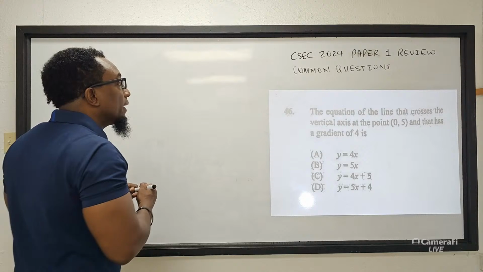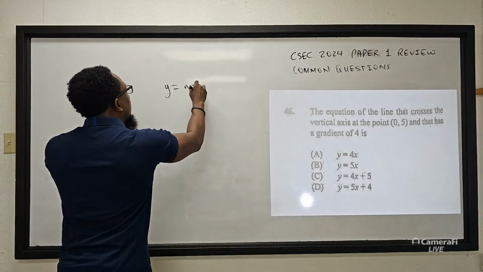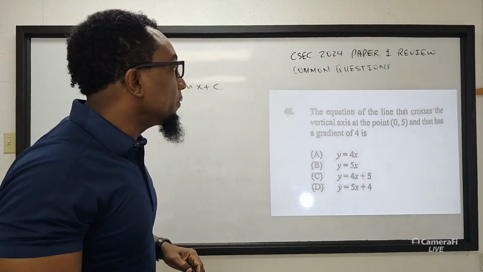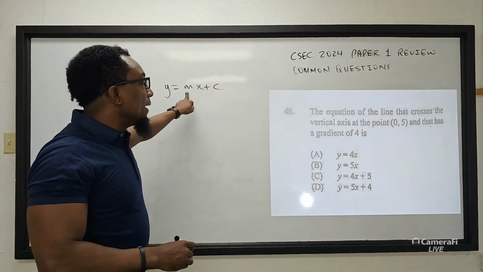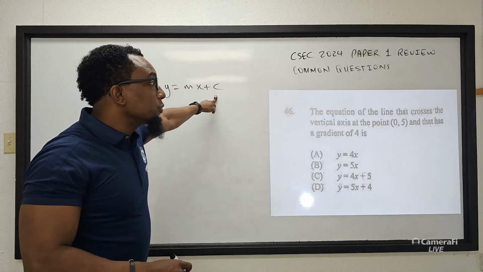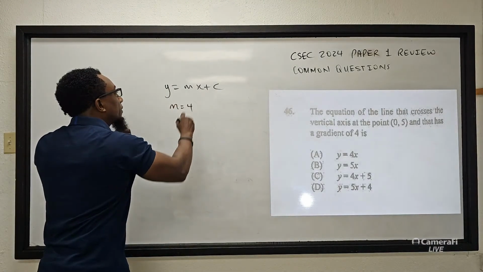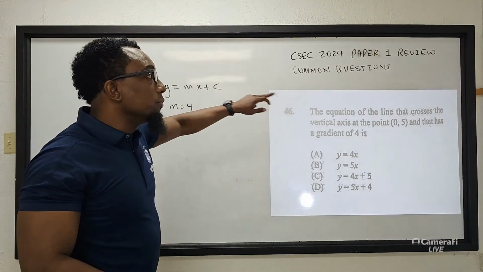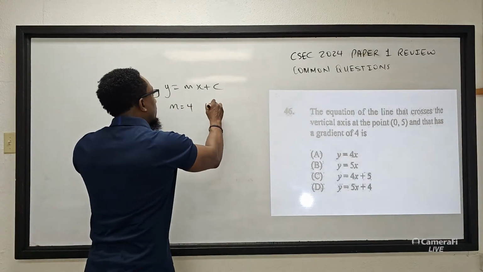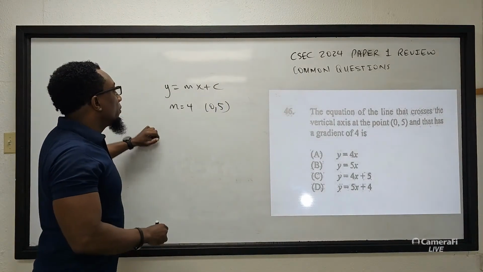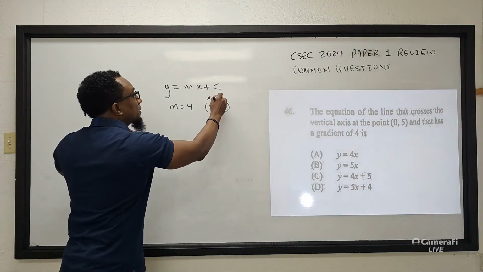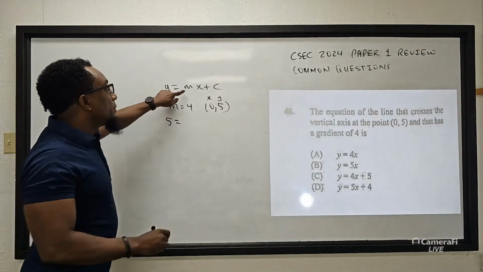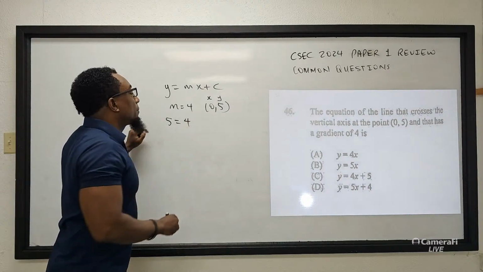So if you have to find the equation of a line, you're using y is equal to mx plus c. To find the equation of a line, we need to find m and we need to find c. Already they told us the gradient. The gradient is 4. And to find the value of c, we're going to use a point on the line which they gave us, 0, 5. So I know that this 0 represents x, 5 represents y. So I'm going to replace this y with 5, this m with 4, and x with 0.